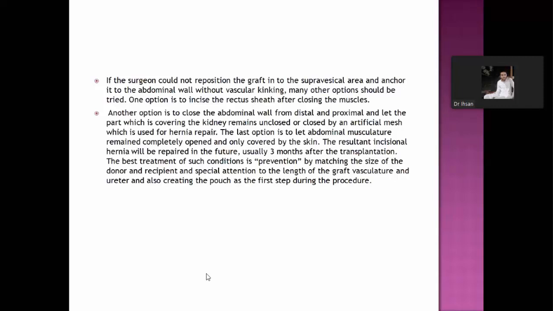The last option is to let the abdominal musculature remain completely open and only covered by the skin. The resultant incisional hernia will be repaired in the future, usually 3 months after transplantation. The best treatment of such a condition is prevention, by matching the size of the donor and recipient, paying special attention to the length of the graft vasculature and ureter, and also creating the pouch as the first step during the procedure.